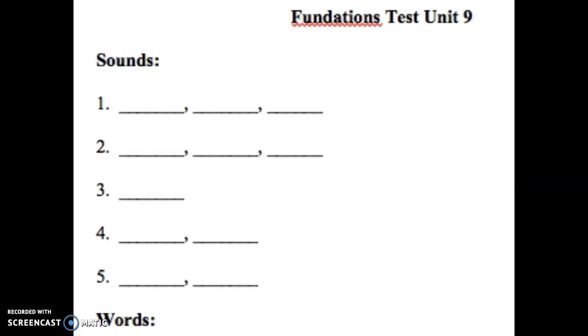Or. Number 5. W, like in wind and whistle. 2 ways to make the W sound.